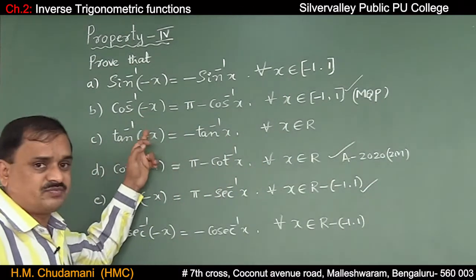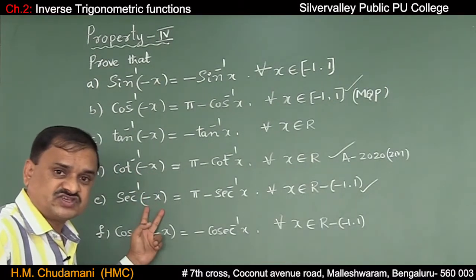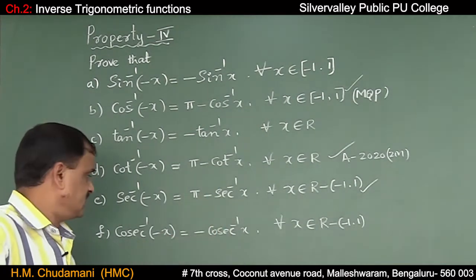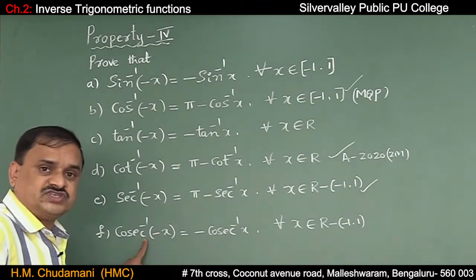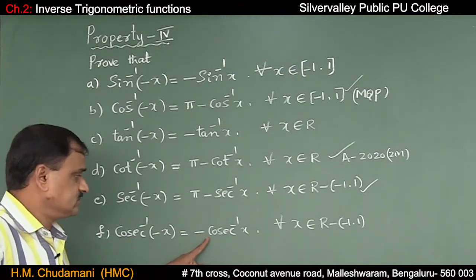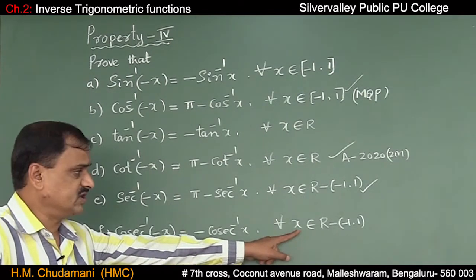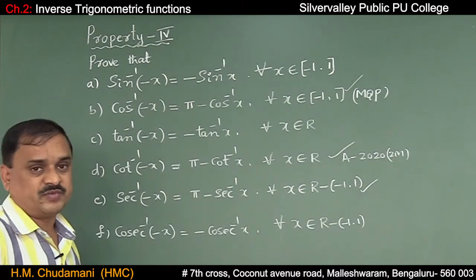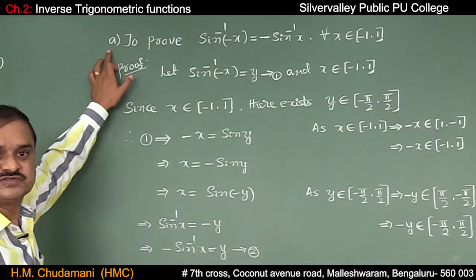So cos inverse of minus x, cot inverse of minus x, secant inverse of minus x: for these three, we get the result as pi minus the inverse of x. We'll prove that. Cosecant inverse of minus x equals minus cosecant inverse x for all x belongs to the real numbers except the open interval minus 1 comma 1. Let us prove the first case.